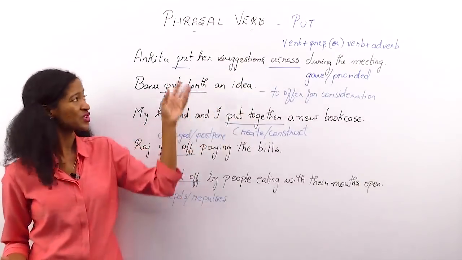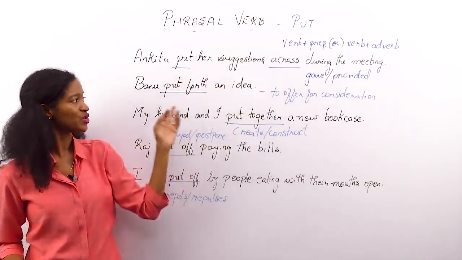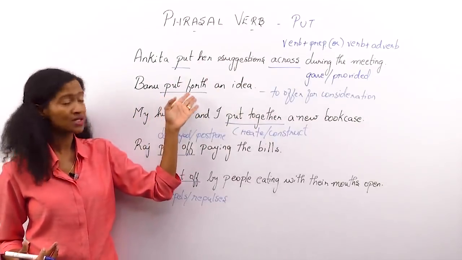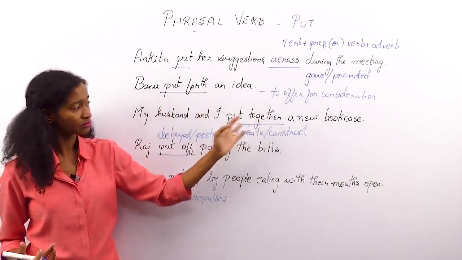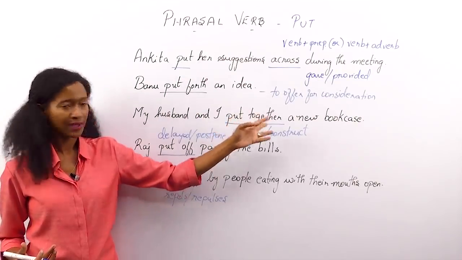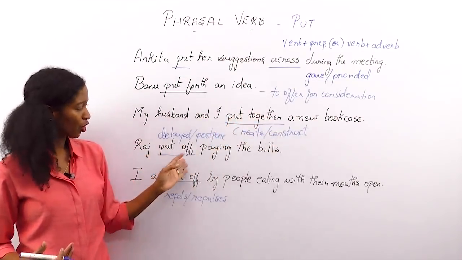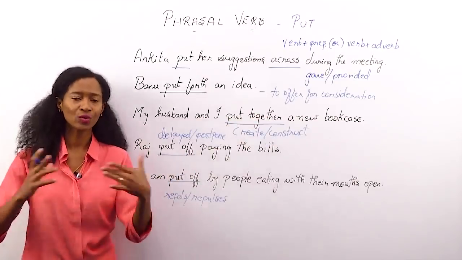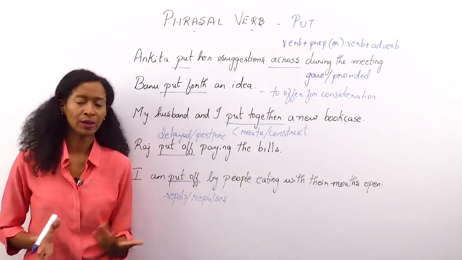So put across: across is a preposition, so verb plus preposition. Put forth: forth is an adverb, right? So verb plus adverb. Put together, again, verb plus adverb. Put off, verb plus adverb. Same thing. So it's either a verb plus preposition or a verb plus adverb combination.